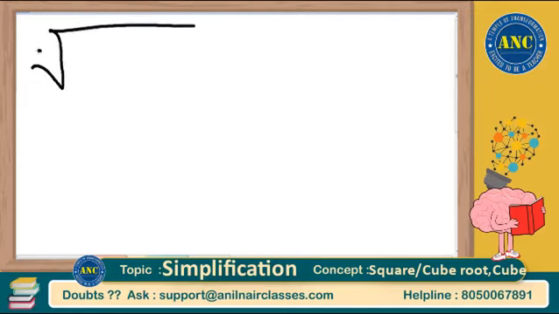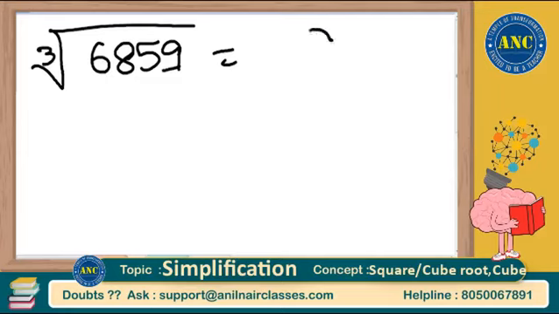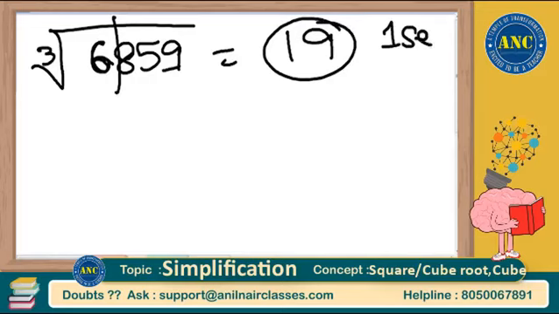We took the first question as cube root of 6859. It is ending with 9. Answer should end with 9. 6 lies between 1 cube and 2 cube. Answer is 19. You answered within 1 second.